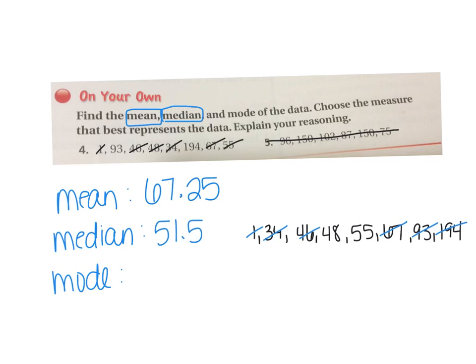And looking at my data set, there is nothing that appears more than once, so there is no mode. The instructions said to choose the measure that best represents the data. So I feel that the median best represents this data. It's closer to more of the data because the mean is influenced by outliers. We have some pretty obvious outliers, 1 and 194. So our mean is going to be really affected by those. So I'm going to go with the median for the best representation of the data.